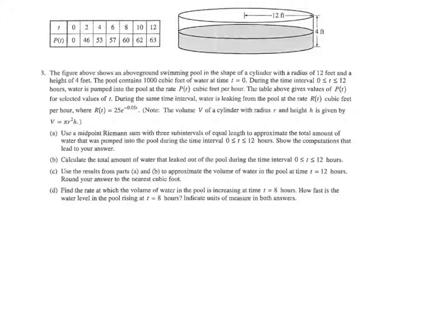During the time interval from 0 to 12 hours, water is being pumped in at P of t, and you got the table values. During the same time interval, water is leaking from the pool at a rate R of t cubic feet per hour, where R of t is equal to that function. And then they do go through and tell you to remember that the volume of a cylinder is pi r squared h. Now, the first thing they want you to do is use a midpoint sum with 3 subintervals of equal length to approximate the total amount of water that was pumped into the pool during that time interval from 0 to 12. Show the computation that led to your answer.